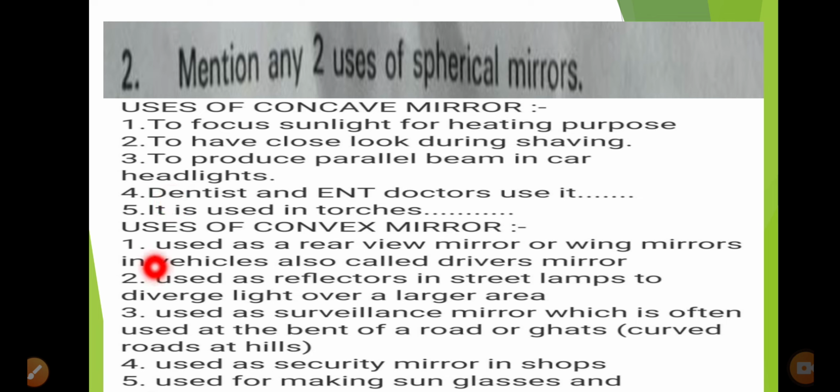And if you are discussing the uses of convex mirror, it is used as a rear view mirror or wing mirror in vehicles, also called a driver mirror. Used as reflectors in street lamps to diverge light over a large area. So these are the diverging mirrors.